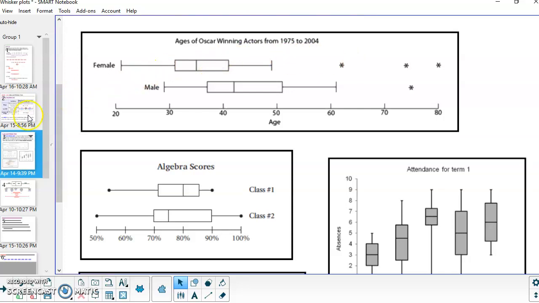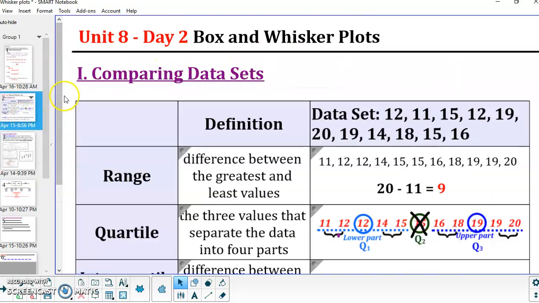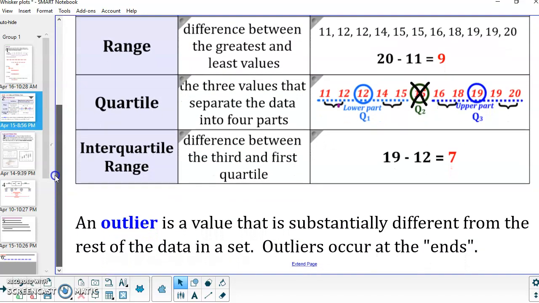And you know what? I just zoomed past that over here and didn't point out that I had a definition of an outlier. An outlier is a value that is substantially different from the rest of the data set, and they occur at the ends. There is a formula to calculate outliers, but I'm not going to worry about that for this class.